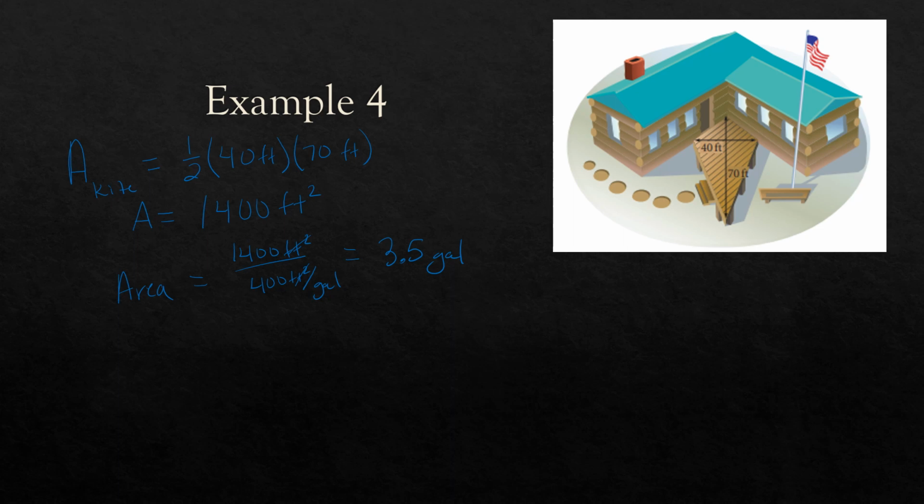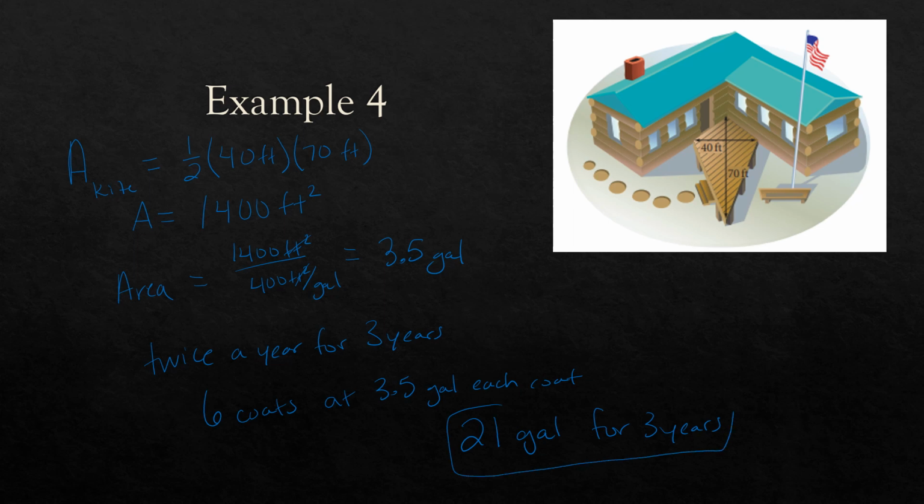But remember, he had to coat it twice a year for 3 years. So how many times is that total? 6 coats at 3.5 gallons each time. So 6 times 3.5 gives us 21 gallons total for 3 years. So he needs to buy 21 gallons of sealant.